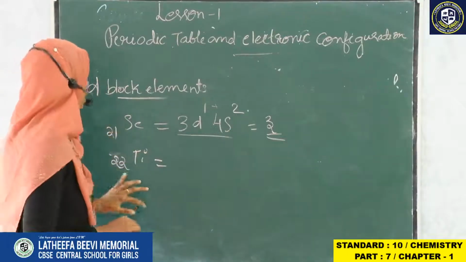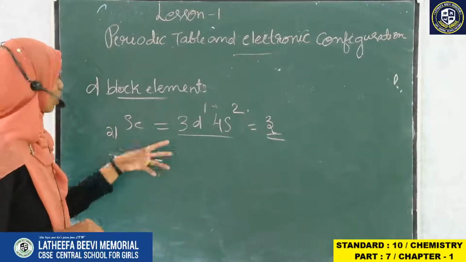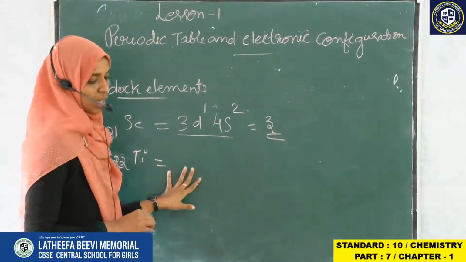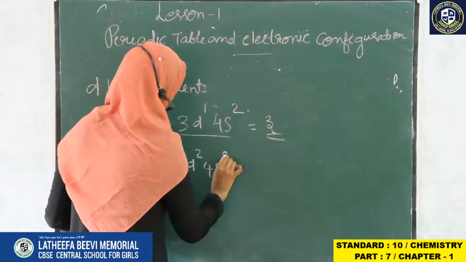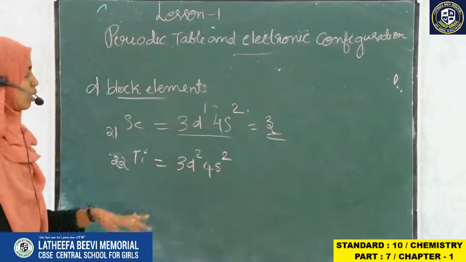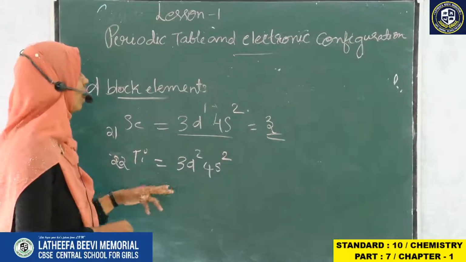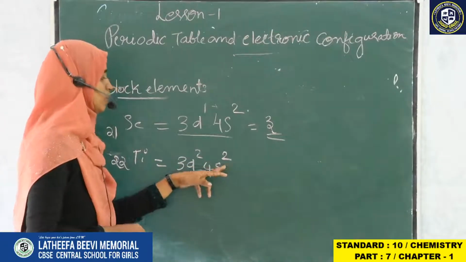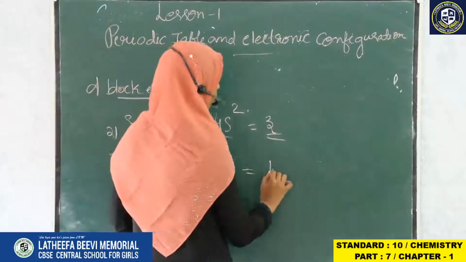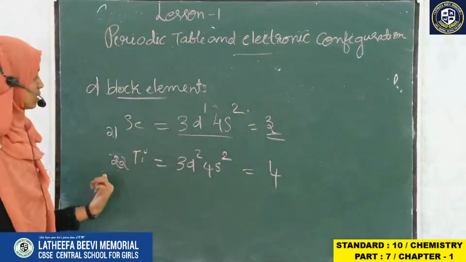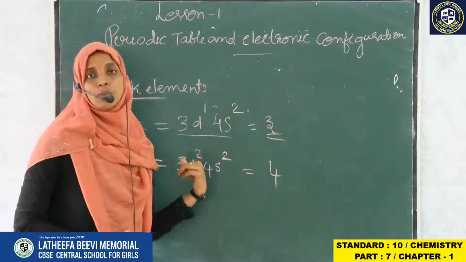Okay. And titanium, the atomic number is 22. How to write the electronic configuration? The last electronic configuration is 3d2 4s2. So when finding the group number of D block elements, we add the number of electrons in the S subshell and the number of electrons present in the D subshell. So we get 4. Okay, the group number of titanium is 4. So in this way we can find the group number of D block elements.